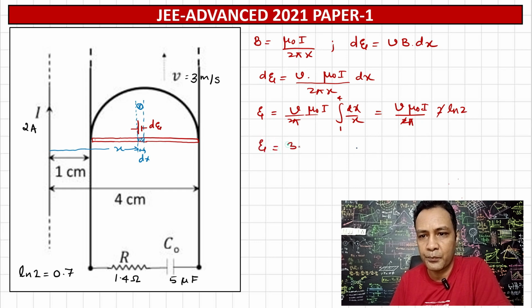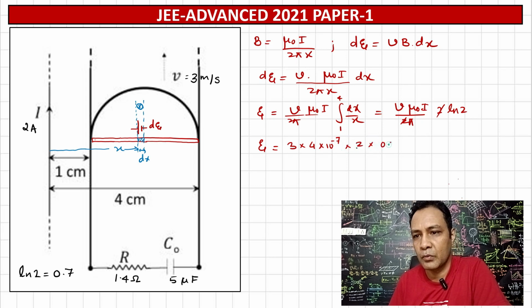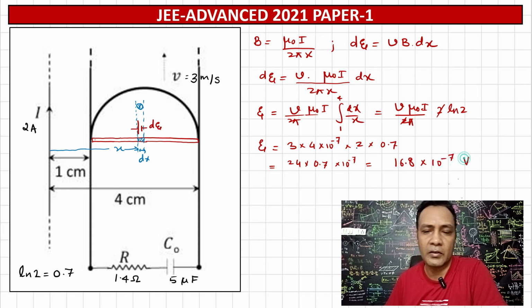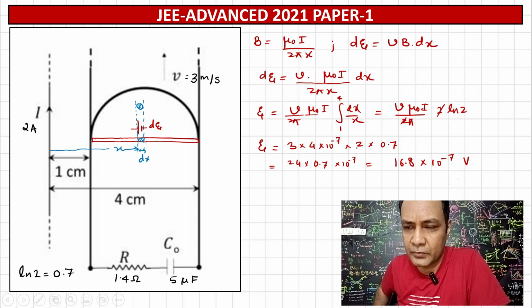V is 3, mu naught is 4 pi into 10 to the power minus 7, so that is a 4 into 10 to the power minus 7. I is 2, ln 2 is 0.7. So that is how much? 12 into 2, 24 into 0.7 into 10 to the power minus 7. So that will be 16.8 into 10 to the power minus 7 volt, and that is what the EMF, and it is a constant EMF.